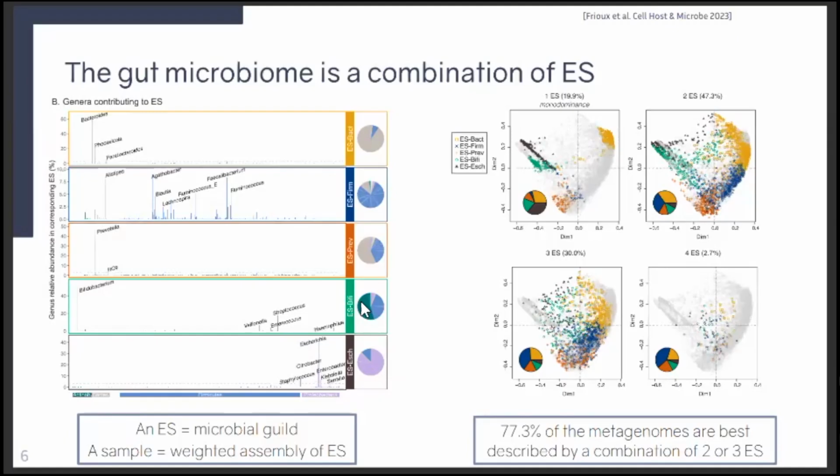Is it useful at all to perform this model? Well, here you have a PCoA of the 5,000 samples that we worked with, and you have 4 of them, each highlighting the samples that are accurately described by 1, 2, 3, or 4 entero signatures. And you will notice that nearly 80% of the samples are best described by a combination of 2 or 3 entero signatures. So a single hard cluster is not enough. We need a more complex model.